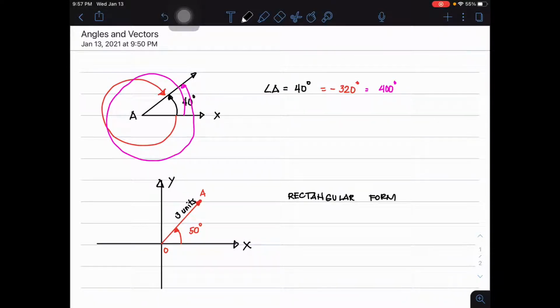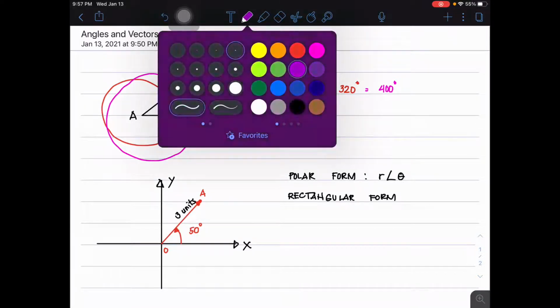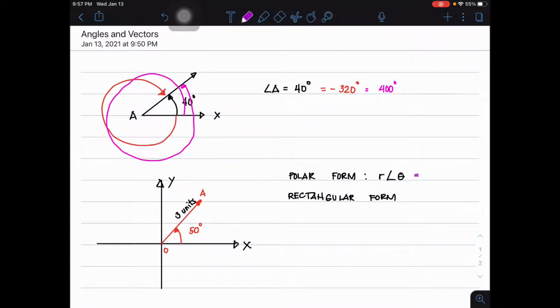If we're going to express this vector in rectangular form, before rectangular, let's proceed with polar form first. Polar form is expressed in this form, r and then the angle theta, therefore the magnitude and the direction. So for the polar form, the measurement of the vector is 3 units, with an angle of 50 degrees. So this 3 angle 50 corresponds to this vector A.